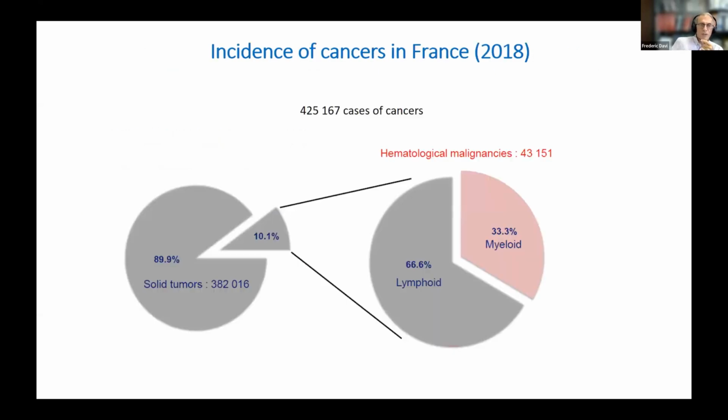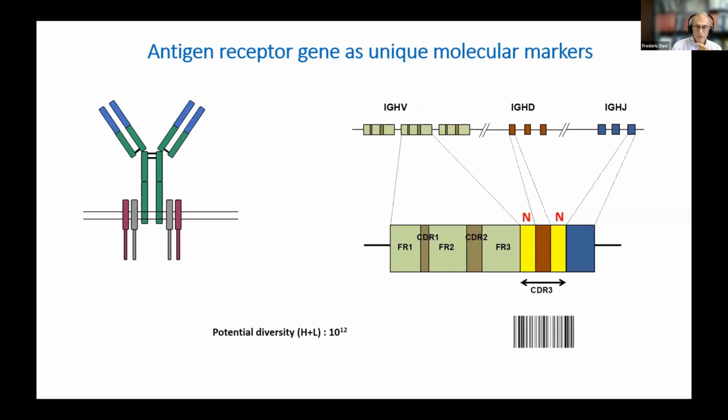Now, just to put things in perspective, this is true for all kinds of cancer. And I would just show you this picture, this epidemiological survey, which was done a few years ago. Hematological malignancies represent about 10% of all cancers in France. And 2/3 of them are of lymphoid origin, which means that besides those cancer genes that we can search for, the antigen receptor are excellent targets.